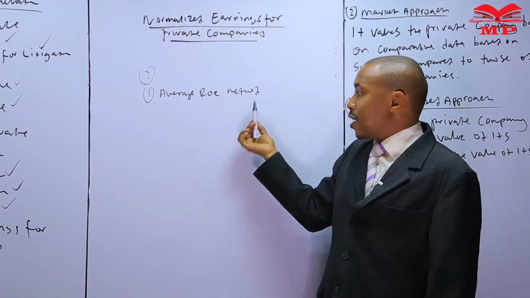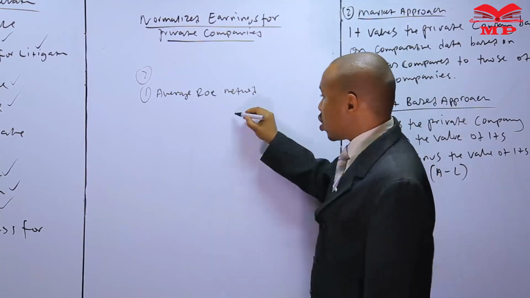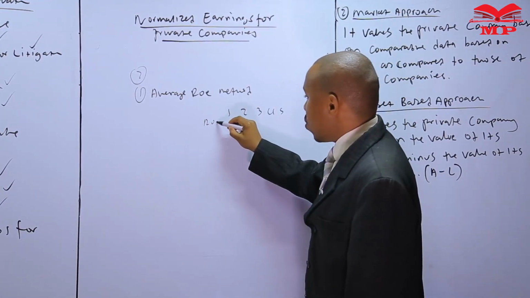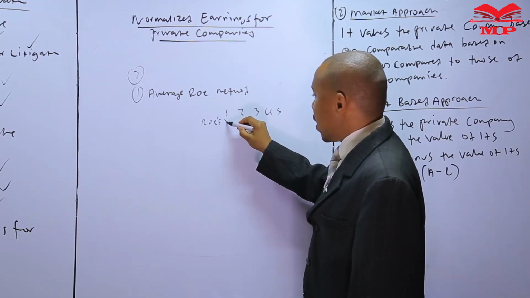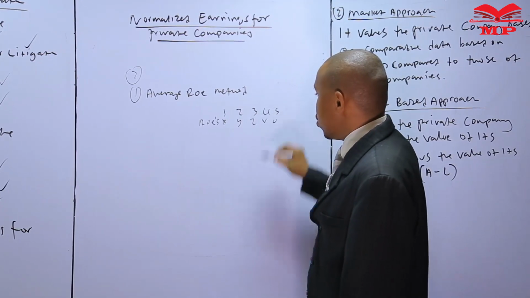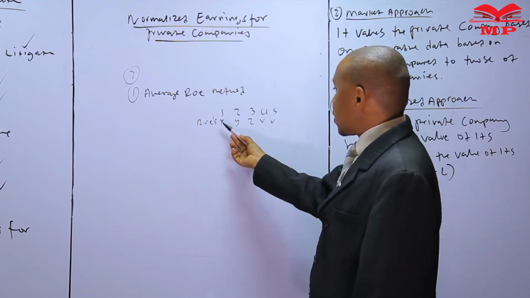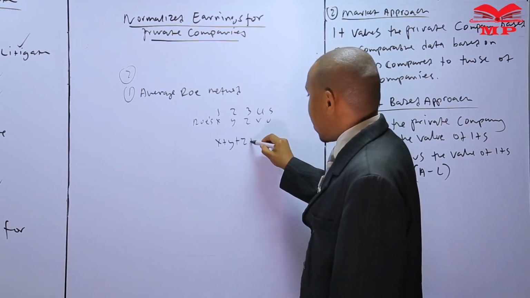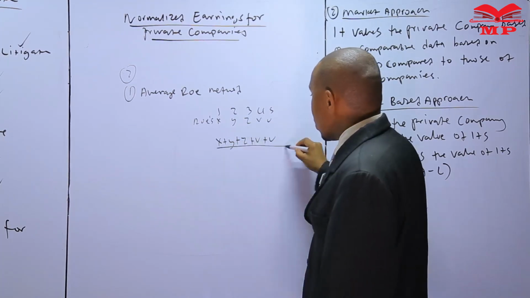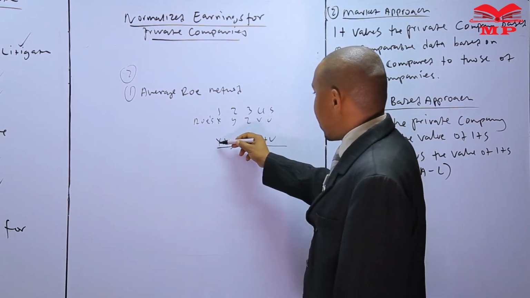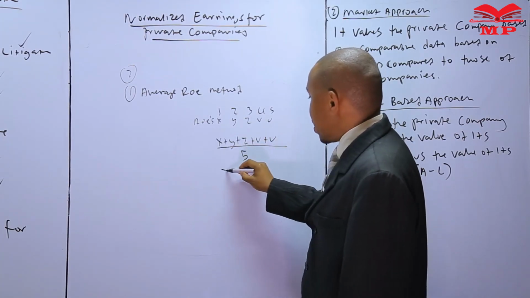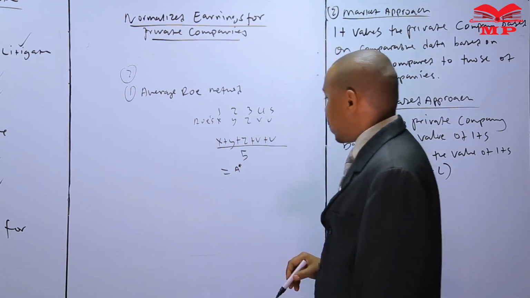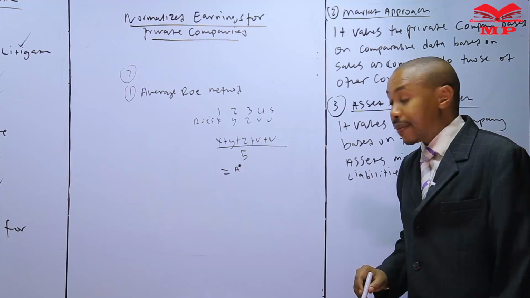So we said we get the average ROE. If we have years 1, 2, 3, 4, 5, and you've been given the ROEs, say X, Y, Z, V, and U, what we do is just get the average of all of these. So we get X plus Y plus Z plus V plus U, and we divide by 5, because it's 5 periods. Maybe we get a value A star, an asterisk there.